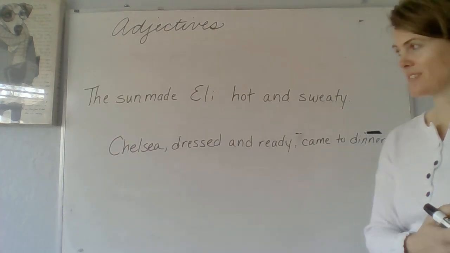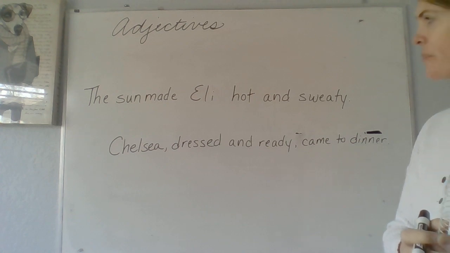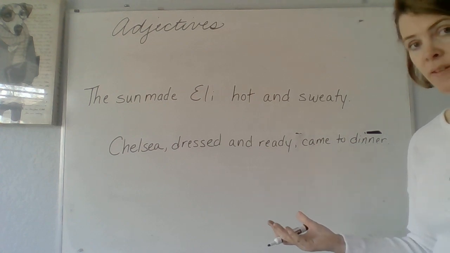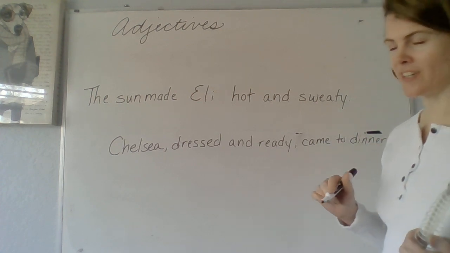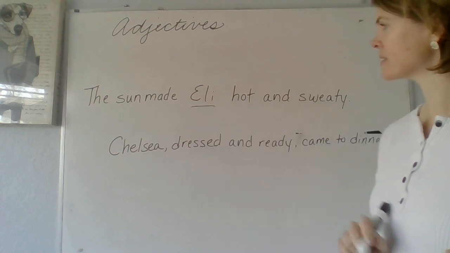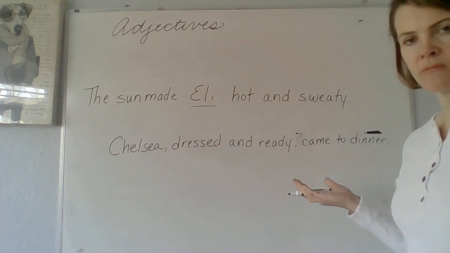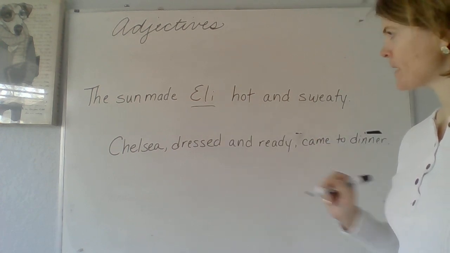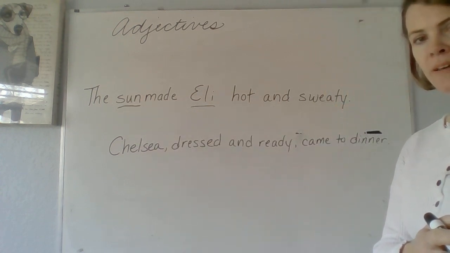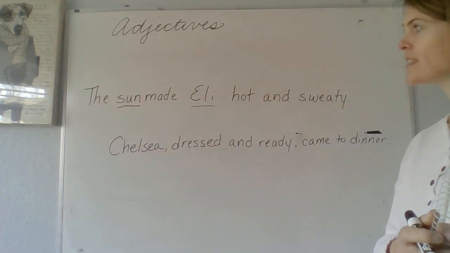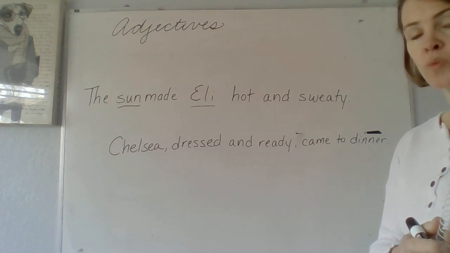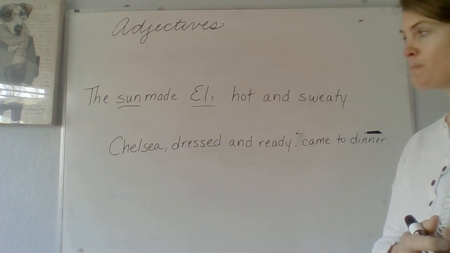Look at these sentences. The sun made Eli hot and sweaty. Let's find our nouns. Sorry, Eli, picking on you today. Our nouns, person, places, or things. We know Eli's a person. What else in there is a person, place, or thing? The sun. The sun is a thing. Those are our two nouns.